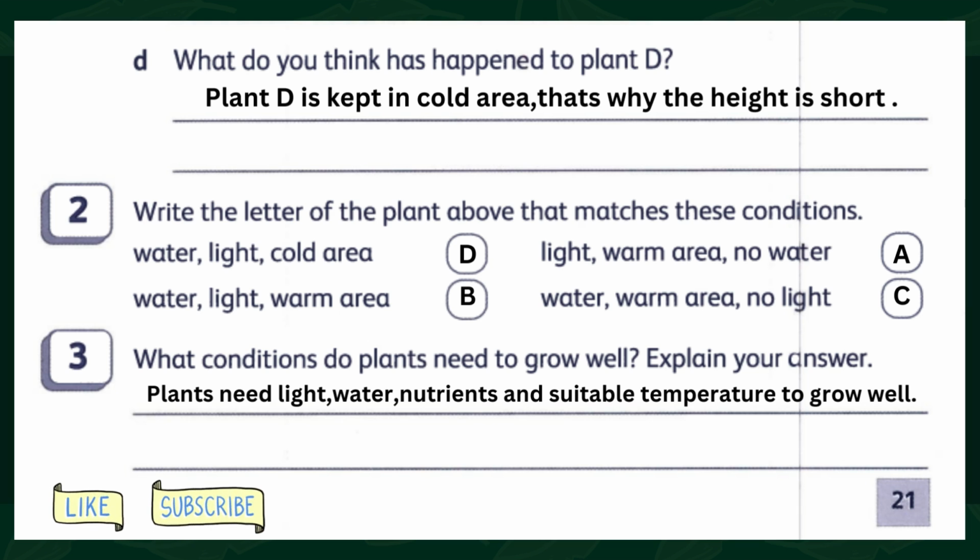Now, number 2, write the letter of the plant above that matches these conditions. Water, light, cold area. That is plant D. Light, warm area, no water. Plant A. Water, light, warm area. Plant B. Water, warm area, no light. This is plant C. What conditions do plants need to grow well? Explain your answer. Plants need light, water, nutrients, and suitable temperature to grow well.